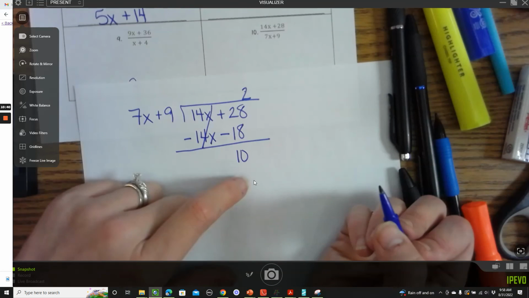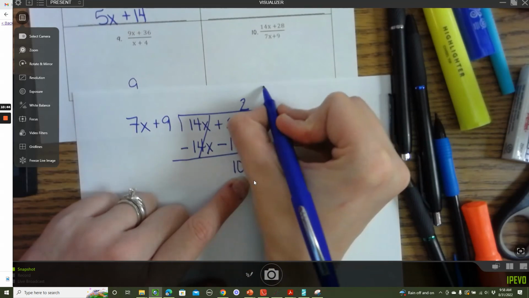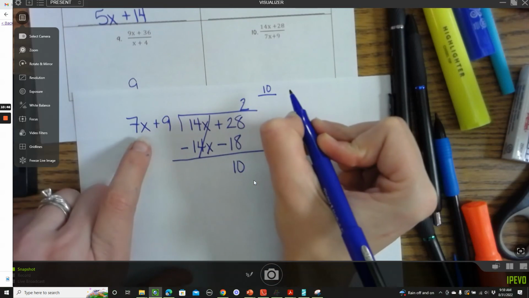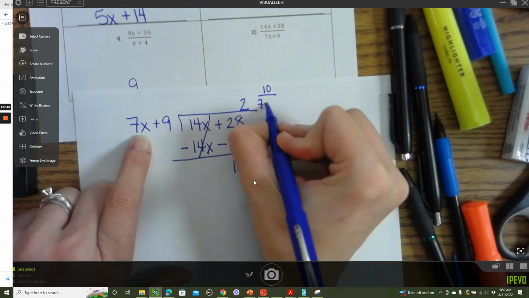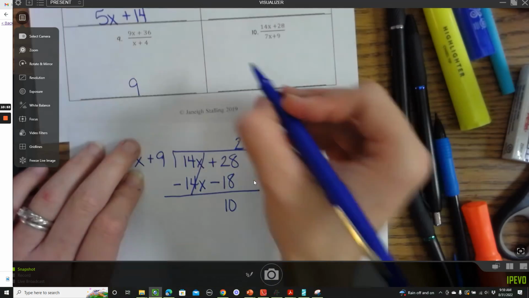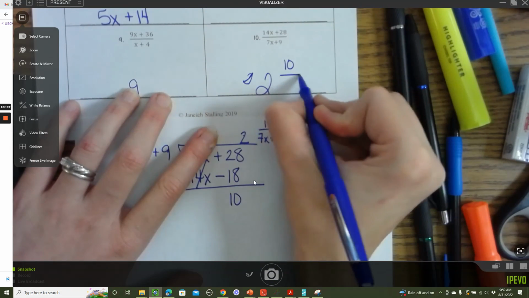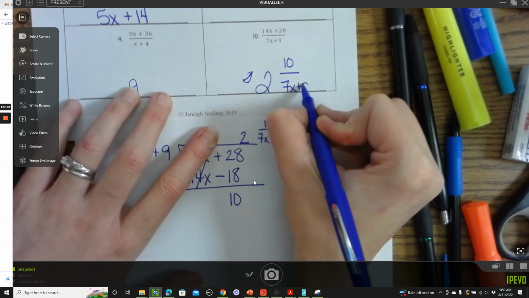So to write it with remainder, whatever's left over, you make a fraction out of. Whatever's left over goes on top. The piece that was outside goes on bottom. So your answer there would be, 2 and 10 over 7x plus 9.